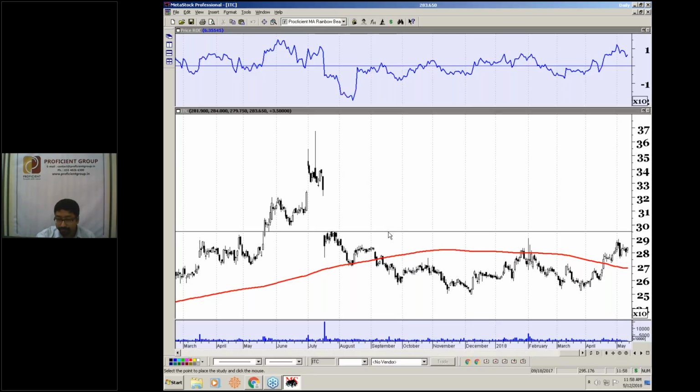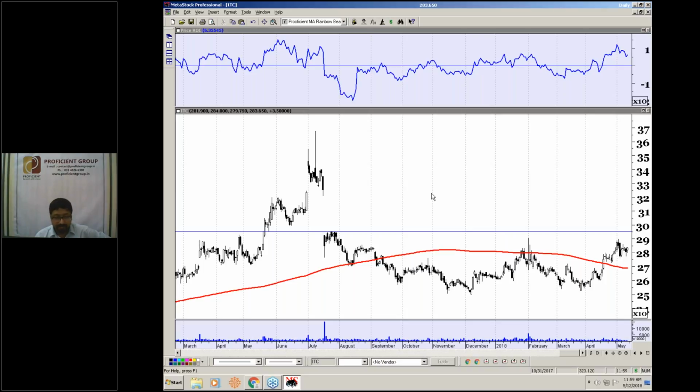Yeah, this one. 295 is important for ITC. ITC needs to take out this level first of all, and if ITC can go above this level, then chances are high that the big gap down of July 2007, which is still open as of now, is likely to be closed, and in that case the target for ITC will be 340, right?